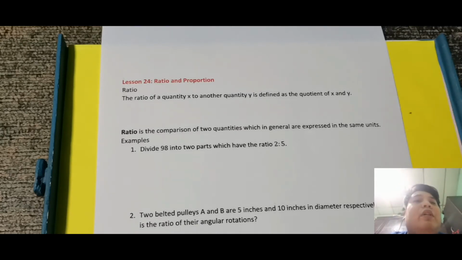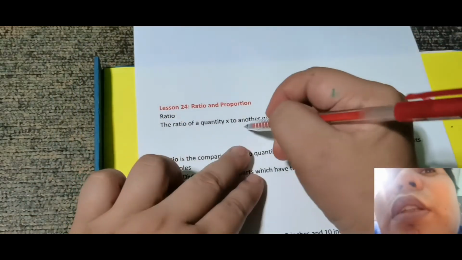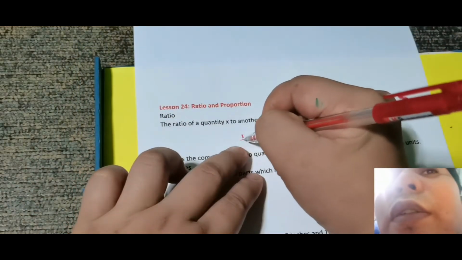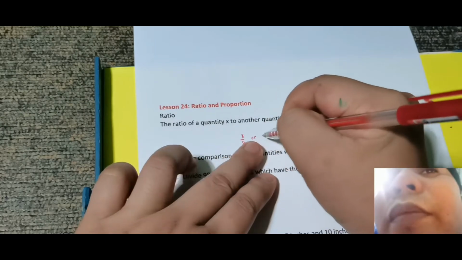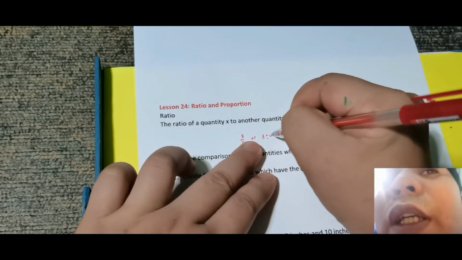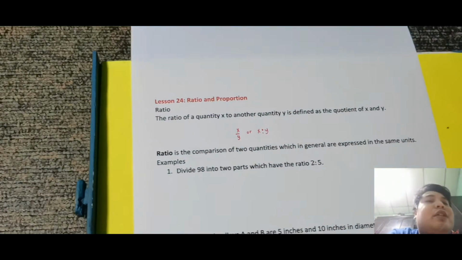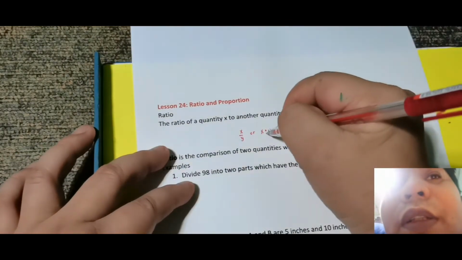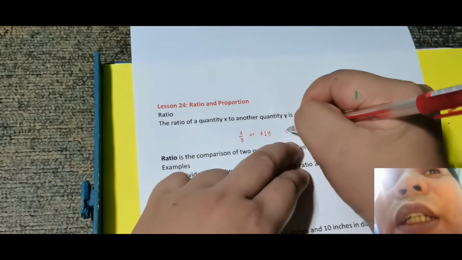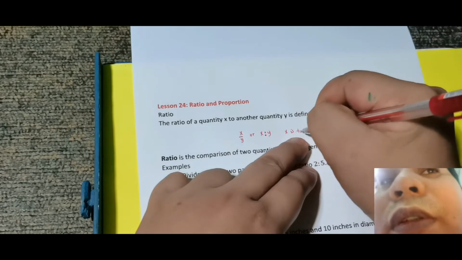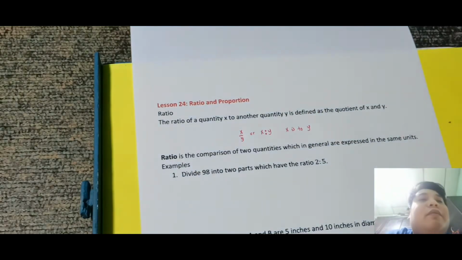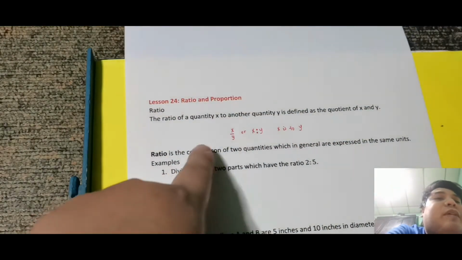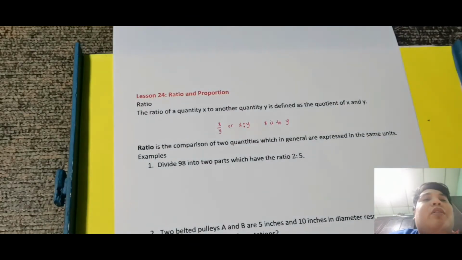For ratio, the ratio of a quantity x to another quantity y is defined as the quotient of x and y. In notation or in symbol, this is x over y, or simply x is to y. Okay, that is the ratio. So pag nakita mo yung x is to y, ang basa niyan ay x is to y. Similar lang siya sa fraction, that is x over y.